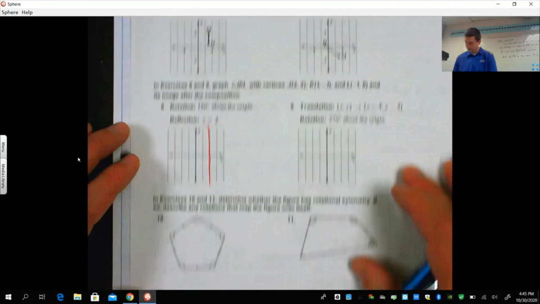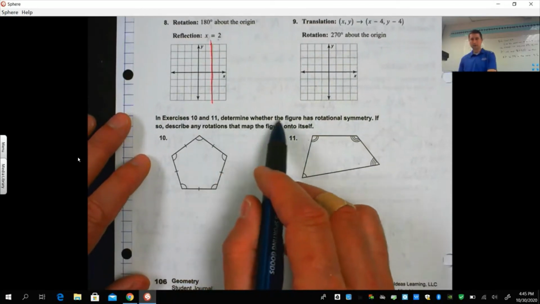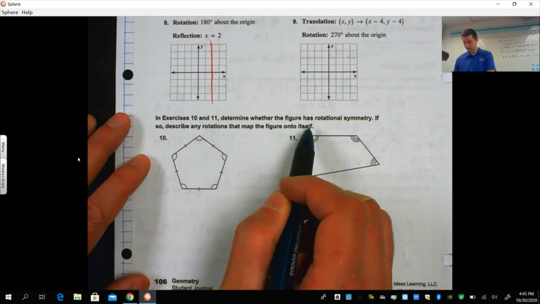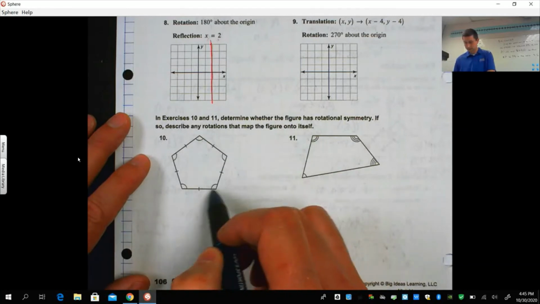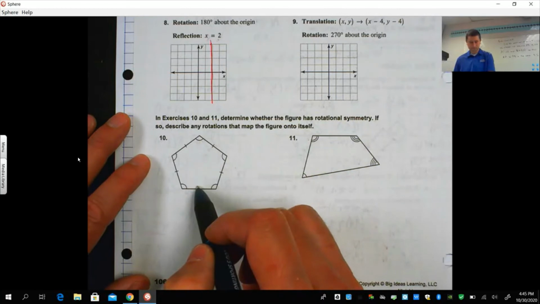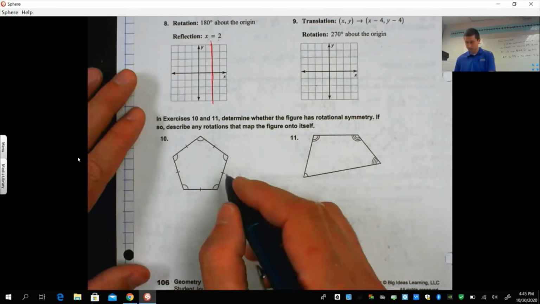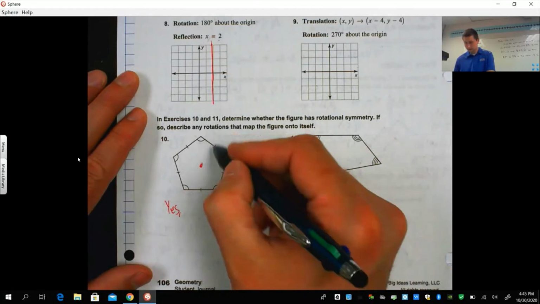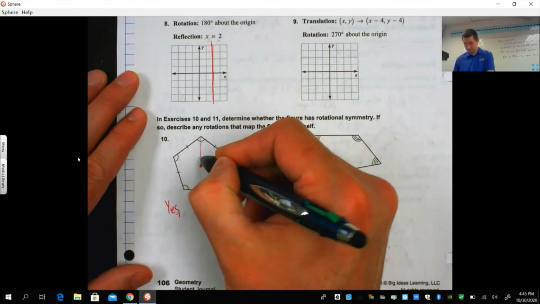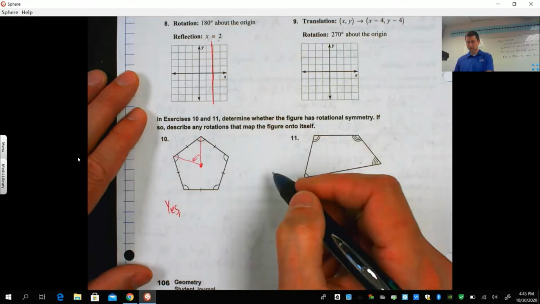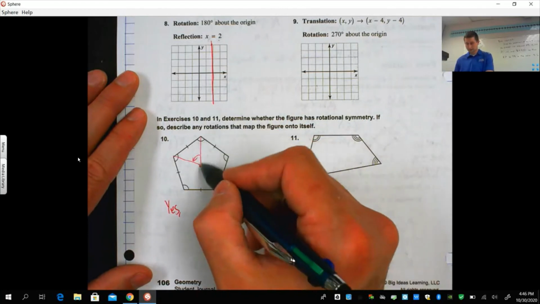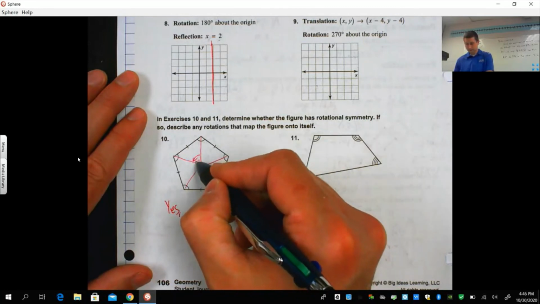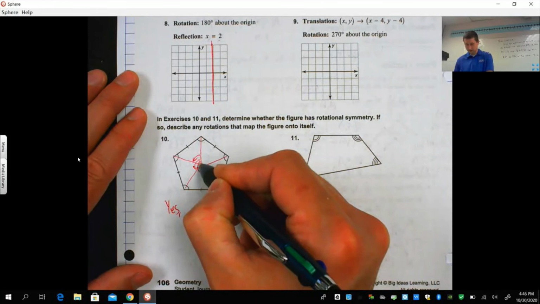Let's look down here. Determine whether the figure has rotational symmetry. If so, describe any rotations that map the figure onto itself. So we have a regular pentagon here, meaning all sides are the same length, all angles are the same. And this one would have rotational symmetry. Because if this is our center of rotation, if I rotate it this amount, it's going to map back onto itself. So notice how each of these would map back onto itself. So I'd have this rotation, I have this rotation, and then this rotation. So I have 4 different ways.